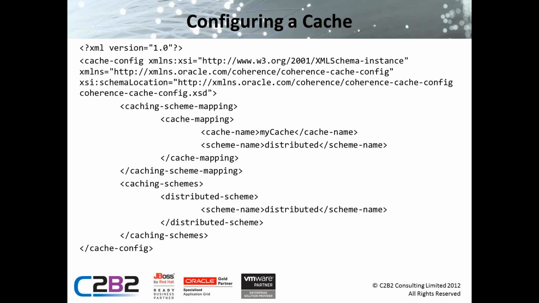Coherence by default is a distributed, or as Steve referred to it last week, a partitioned cache. This is where the data is separated into multiple partitions, which are then distributed across all members of the cluster. As opposed to replicated, this is optimized for extreme scalability. So maybe not quite as performant, but it does scale much better.